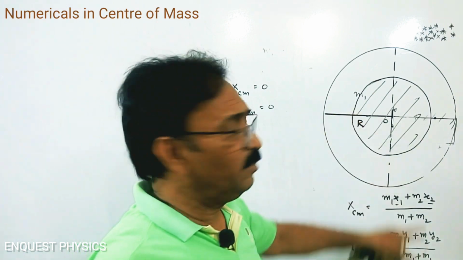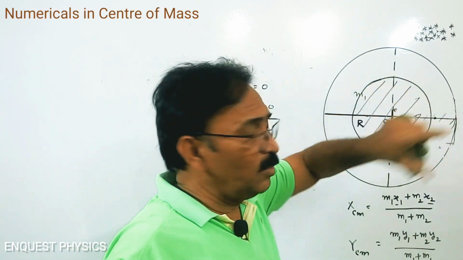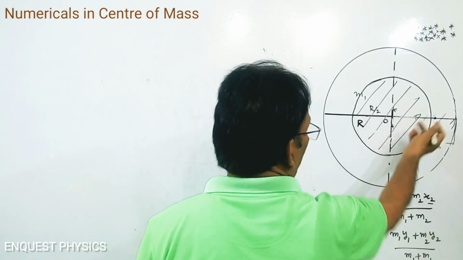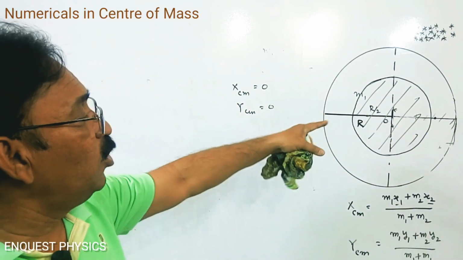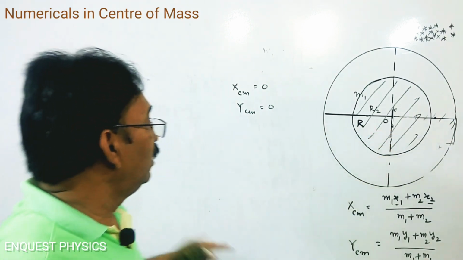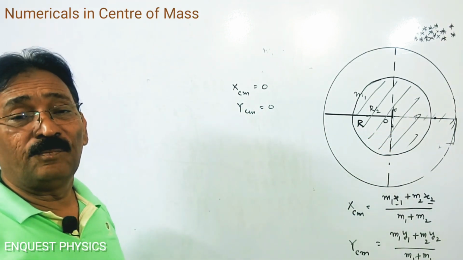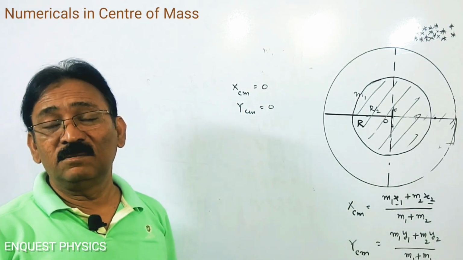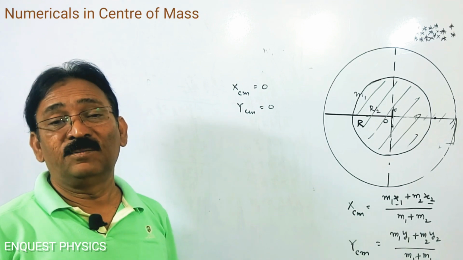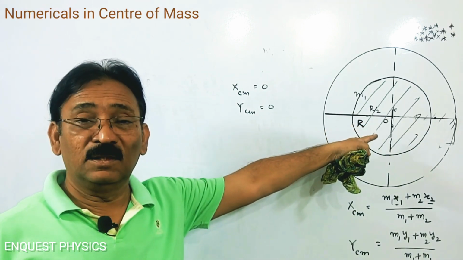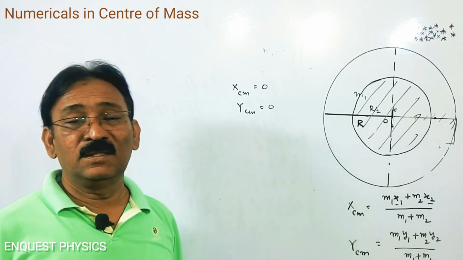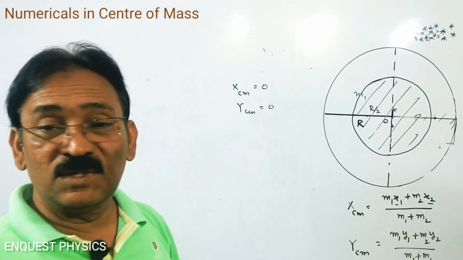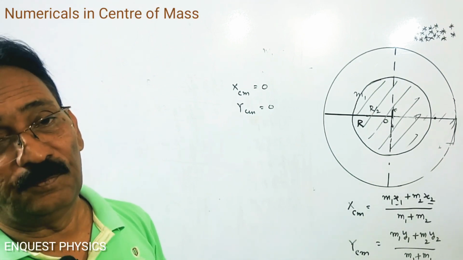Since when it is removed, it behaves like a ring, maybe the inner radius is r by 2 or r by 4 or anything. If you remove a part from the center, then it behaves like a ring, and there is no need for the center of mass to be present at the center. That's why the geometrical center or the centroid is the center of mass of a ring. That's why the coordinates of center of mass are equal to 0.